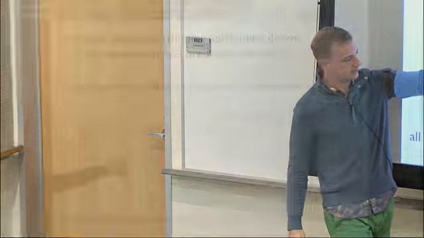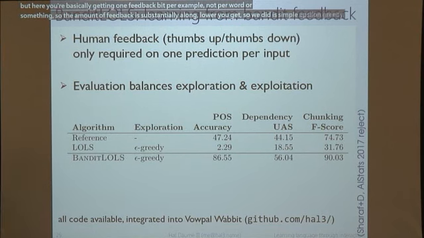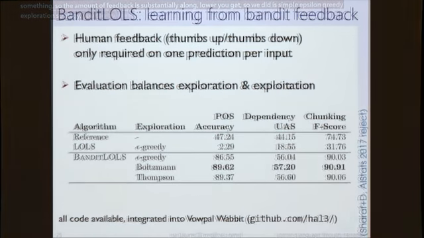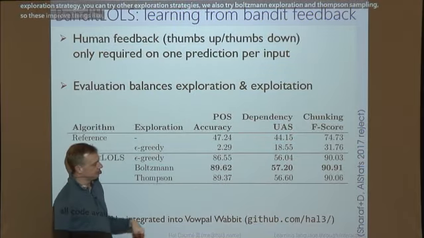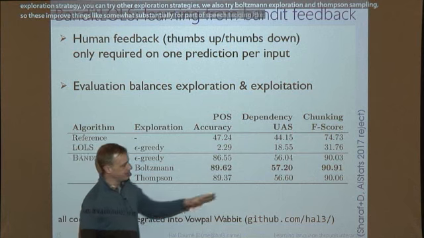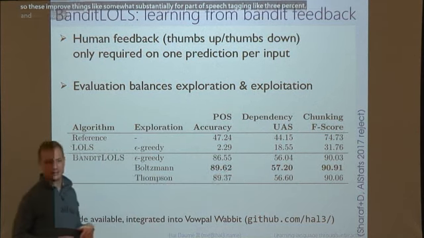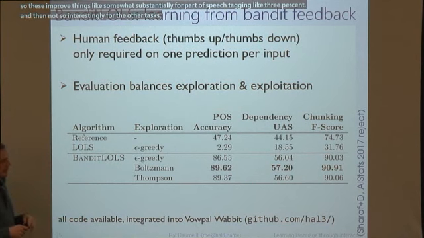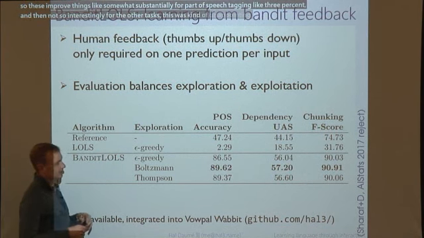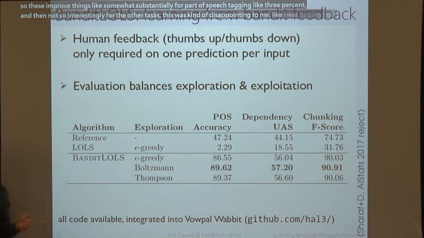We did a simple epsilon greedy exploration strategy. You can try other exploration strategies, so we also tried Boltzmann exploration and Thompson sampling. These improve things somewhat substantially for part of speech tagging, like 3%, and not so interestingly for the other tasks. This was kind of disappointing to me. I was hoping that doing better exploration would help.